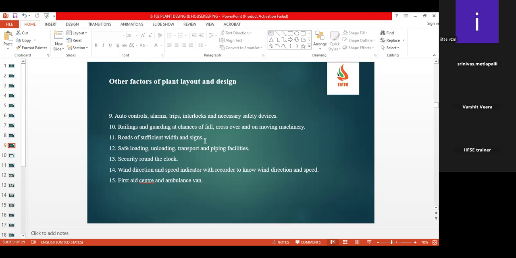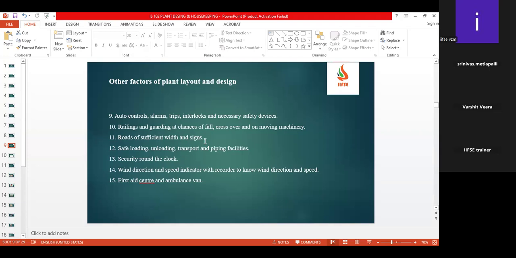Again, it depends on the type of operations or the type of product you are producing. And pipelines, when I say pipelines, it talks about chemicals, etc. Then security around the clock. This is also one of the key factors where they safeguard the facility 24/7, especially from physical risk.